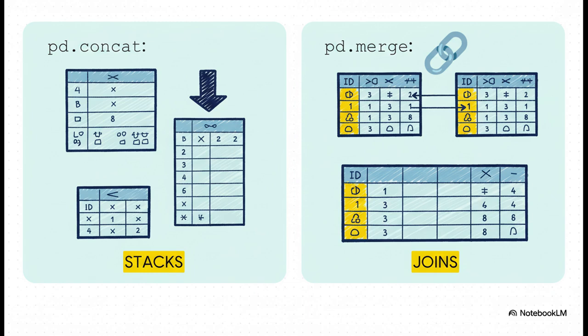pd.merge, though, is much smarter. It's like an SQL join. It looks for a common column in two different files and intelligently links them together. This is how you connect student grades to, say, student attendance records.